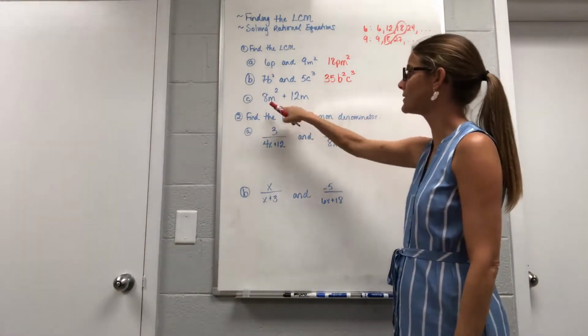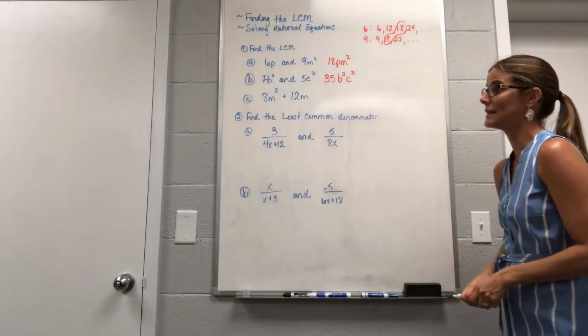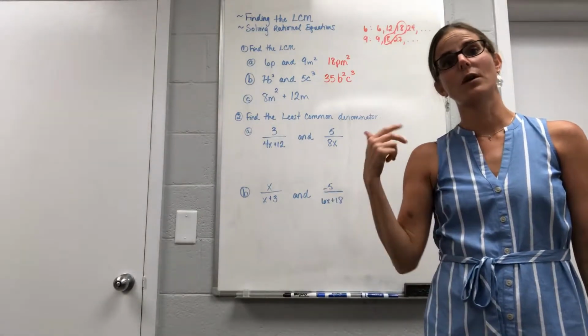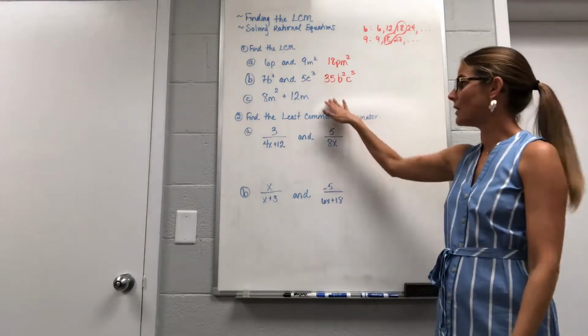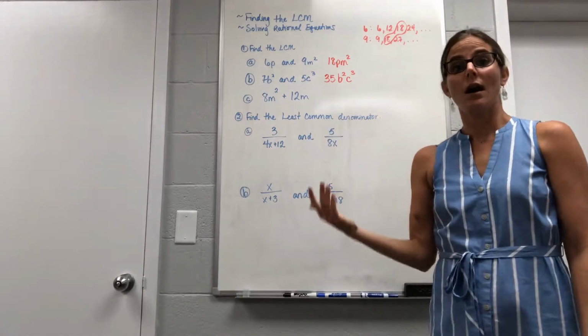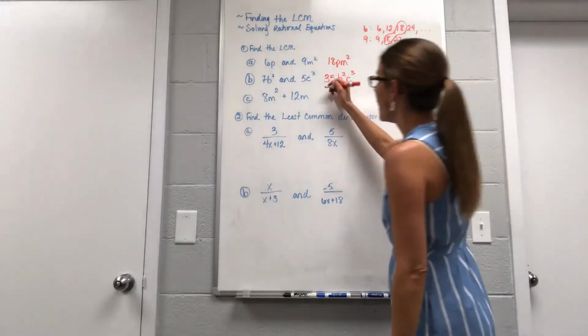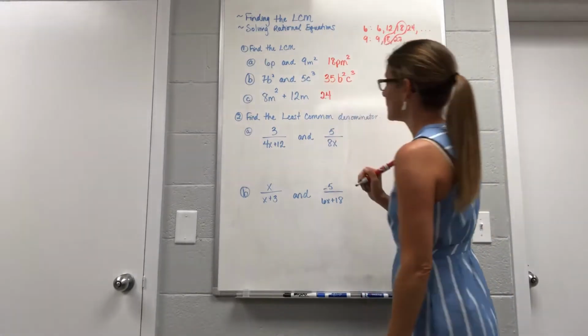All right, for this one, 8 and 12. The smallest number that divides 8 and 12. So the multiples of 8 would be 8, 16, 24, 32, etc. 12 would be 12, 24, 36, etc. The smallest number that divides both of them is 24. So we're going to use 24.